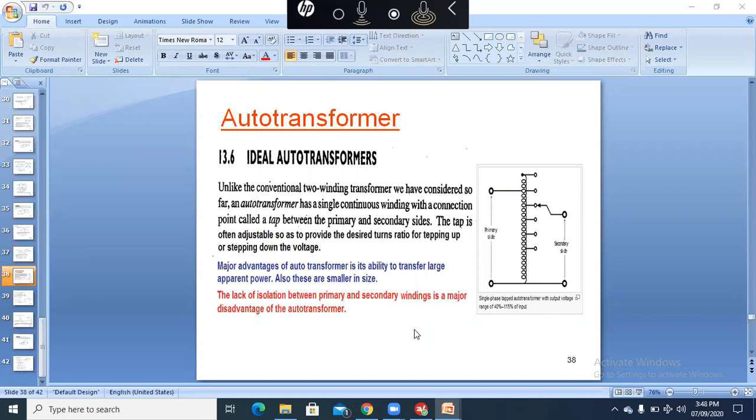Okay, let's start today's lecture. In this lecture, we learn about ideal autotransformers.